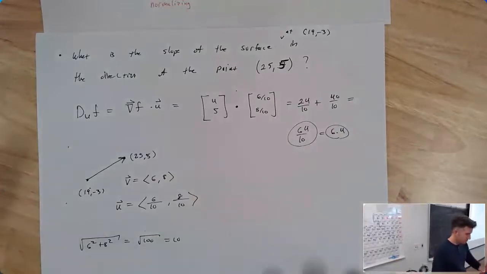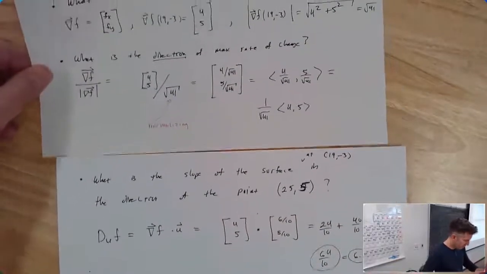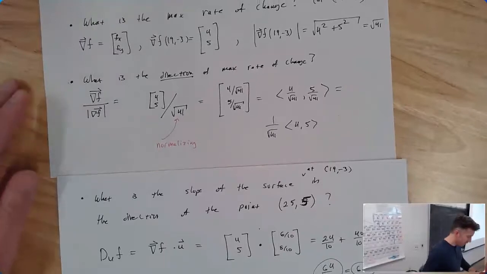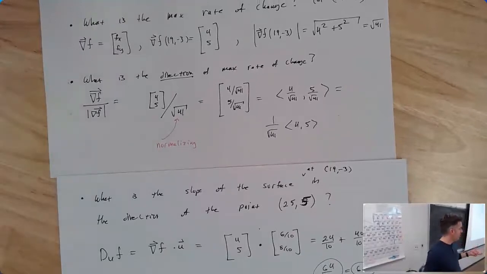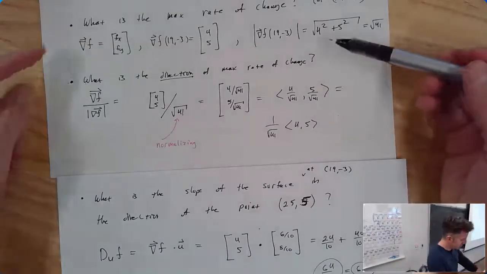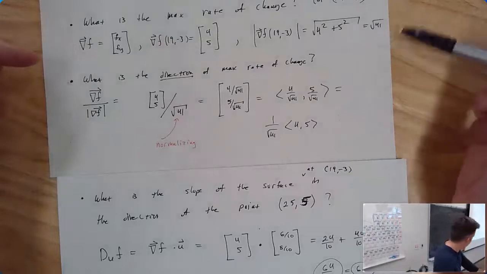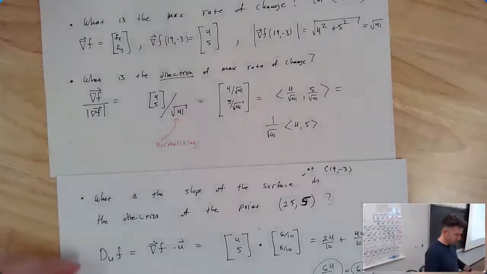So, I want to say one more time. The only one of these three things that's a vector is the direction of the maximum rate of change. The other two things, which is the maximum rate of change, is a number or a scalar, and the directional derivative is also a number or a scalar.